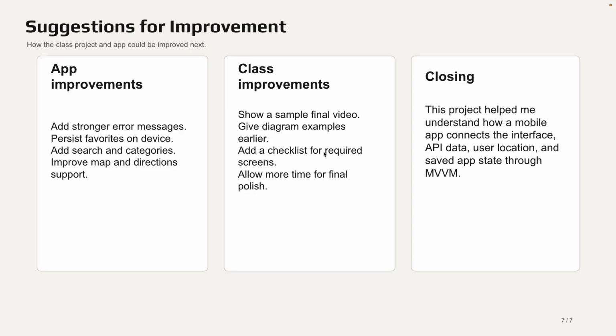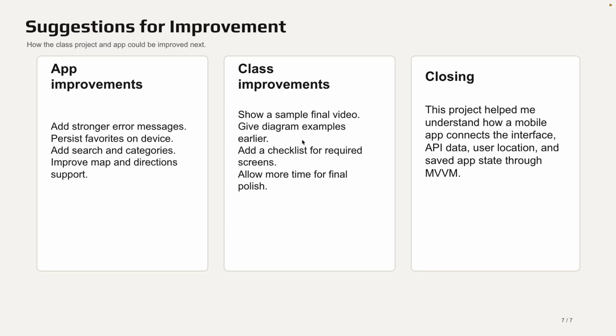For future improvements, I would make the favorites more permanent, so they stay saved even after the app shuts down. I would also like to add search and filtering so the user can look for more specific types of places. I would improve the details page with more useful information, and I would also add better messages for loading.